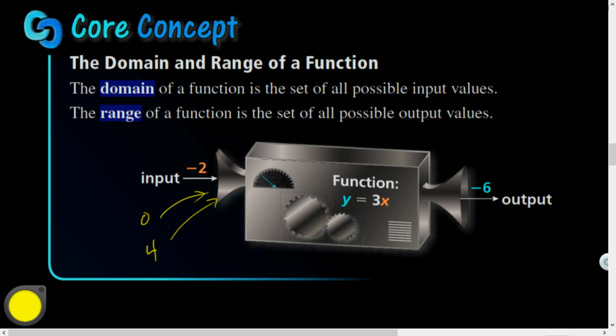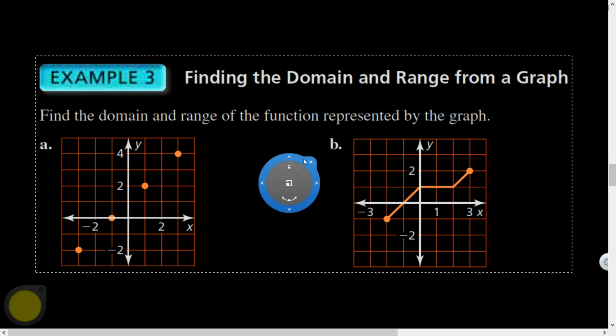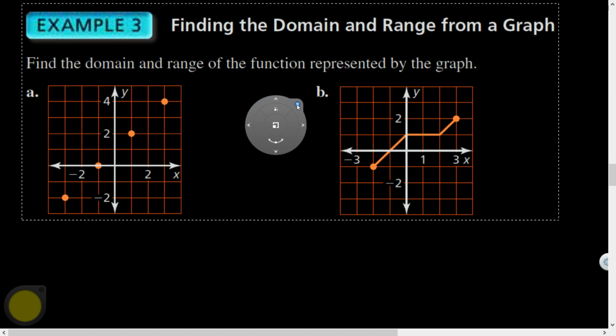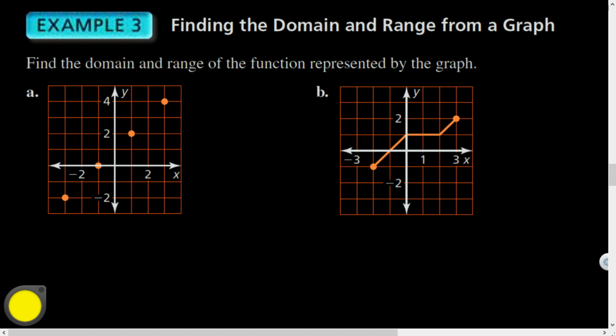So if I want to talk about domain and range, that's what I mean. We know how to identify functions and relations that are not functions. But here we go. If I want to talk about domain and range, we're going to talk about the possible inputs and the possible outputs.